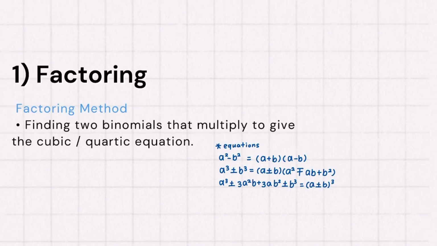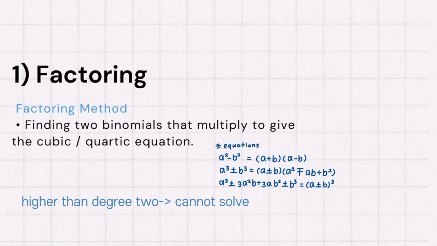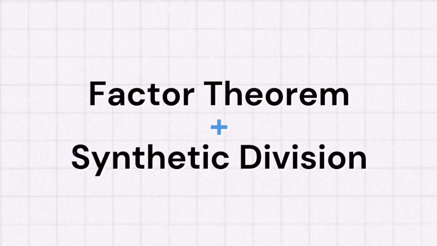One method you can use is factoring. Factoring involves finding two binomials that multiply to give the cubic or quartic equation. You generally use these equations when using the factoring method. However, you will soon notice that you cannot fully solve an equation of degree higher than 2 by only using this method. So what can you do instead? You can use these two methods together, factor theorem and synthetic division.